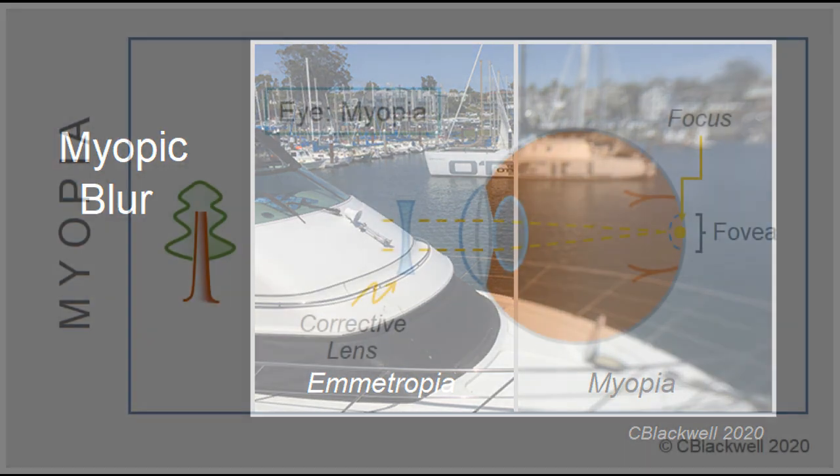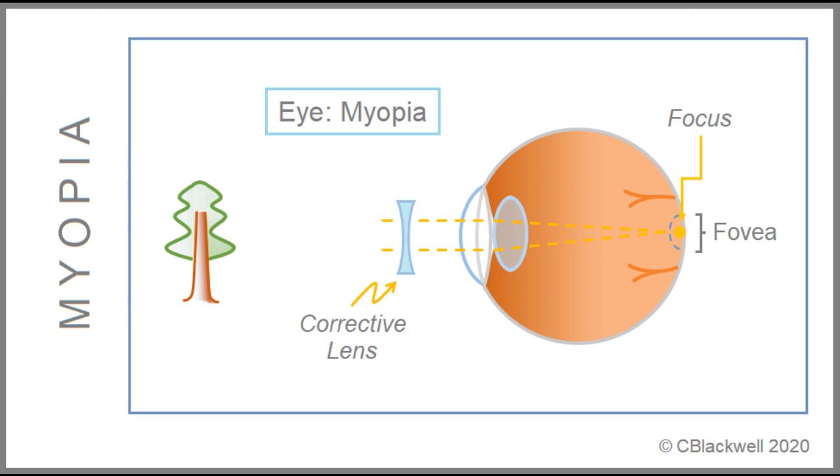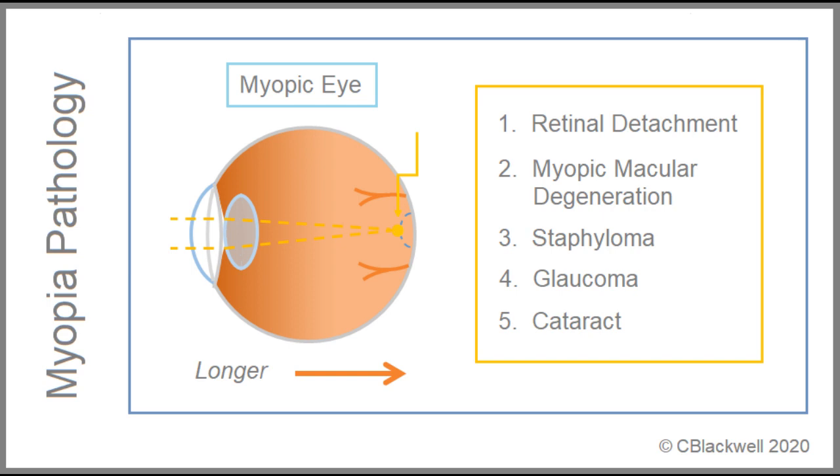The focus can be restored using a corrective lens, specifically a diverging lens to push the image back to the retina. Think glasses, contacts, or refractive surgery. The other result of the longer eyeball is that the layers are stretched thinner, causing problems in each of them.